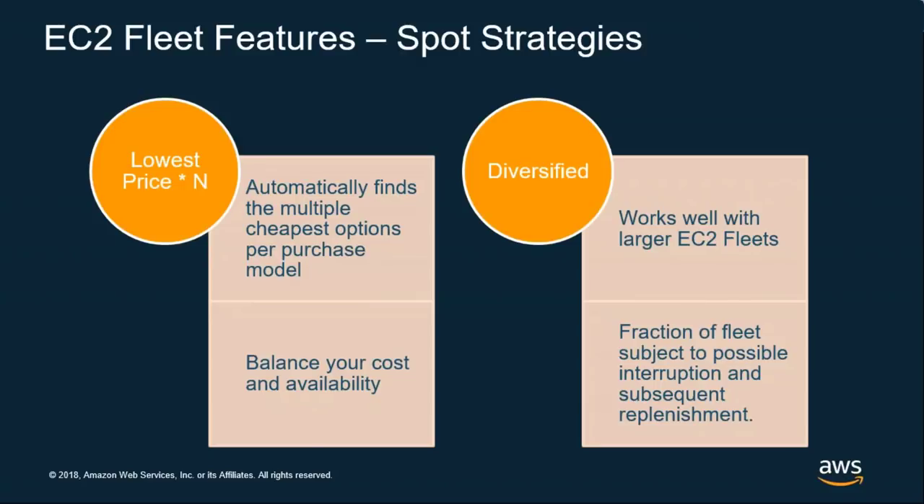Both are fine options, but as I say, if you've been using Fleet for a long time, do go back and explore lowest price times N. I think it's a great opportunity for customers to balance their own cost and availability needs. And if you like the diversified pattern, you could just set N to be 50, which will then behave in almost an identical pattern to the diversified option.